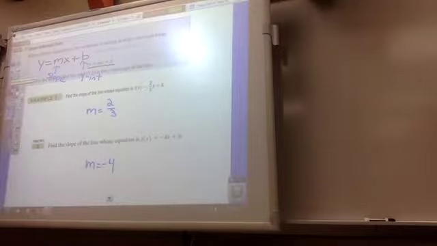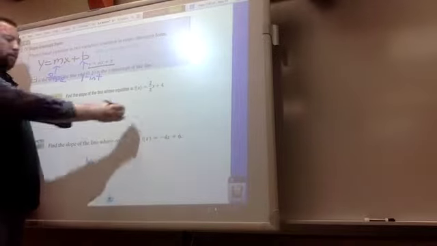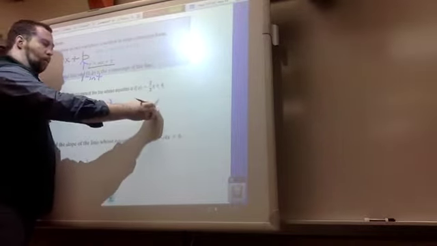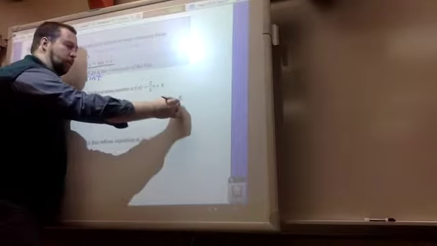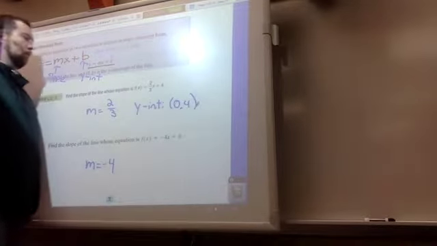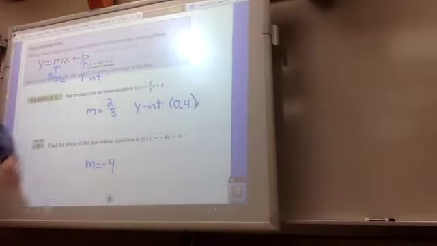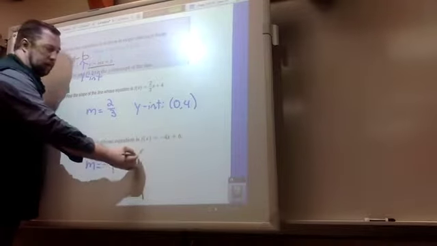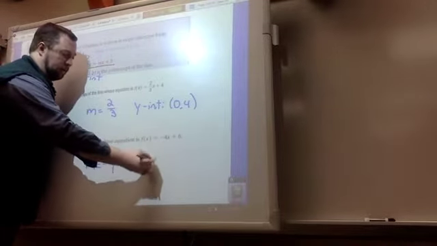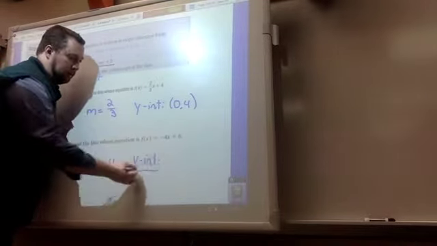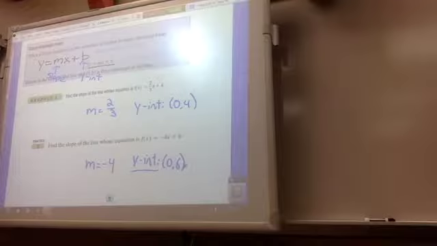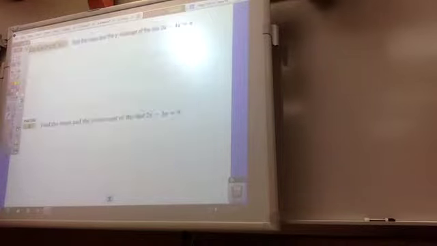It didn't ask for it on these, but what's the y-intercept for the first one? 4. So the ordered pair is 0, 4. And then the y-intercept of this one down here? 0, 6. If you have those two pieces of information, we'll see we can graph it really quickly without having to plug in to find a whole bunch of ordered pairs.